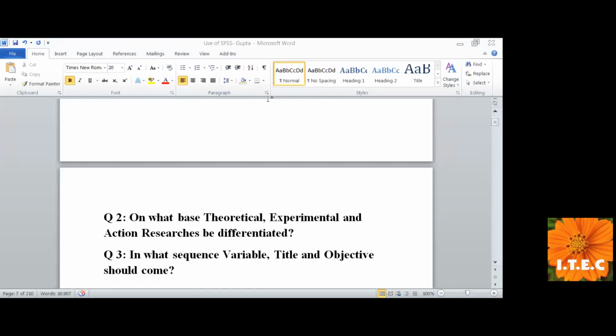Yes, in one research, either you write objective or you write question. No need of writing both.